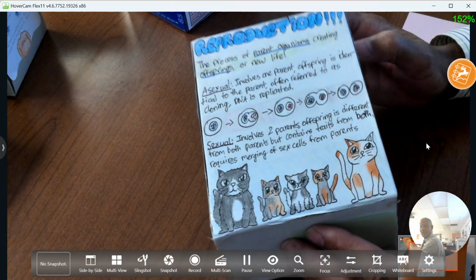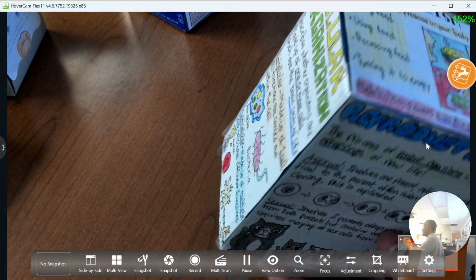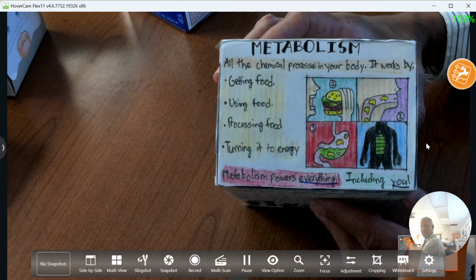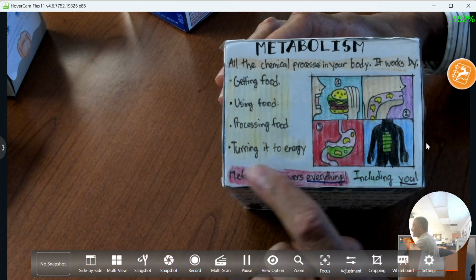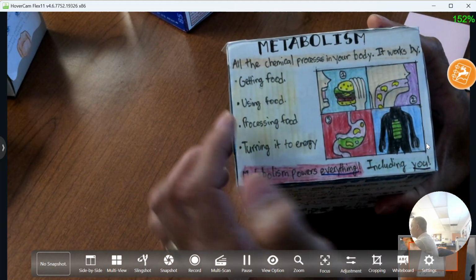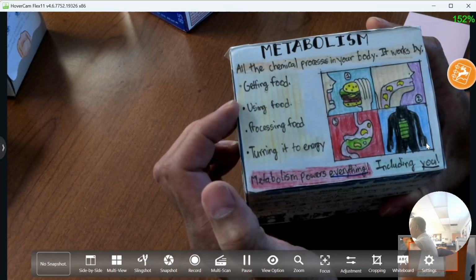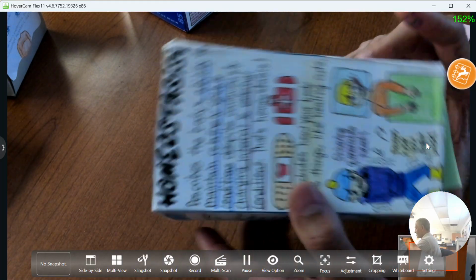All right. Reproduction. That's actually reproduction and a little bit of heredity. So they chose metabolism. And what I like is getting food, using food, processing, right? Turning food into energy, right? I've given my students the note: get, use, process, energy, coupe. And so they kind of wrote down those notes.